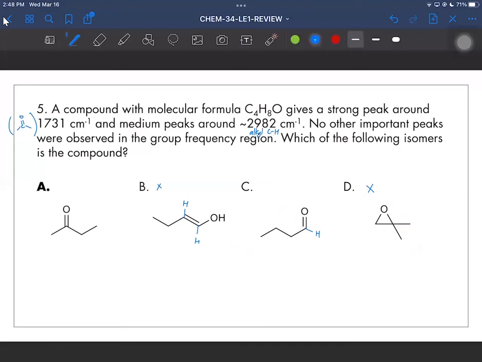So this absorbs at around maybe 2700 wave number. So makikita natin yan with aldehydes. And since sabi naman sa problem na walang other groups na nakita sa group frequency region, it cannot be an aldehyde. And therefore, our compound in this case is a ketone. So we have letter A.